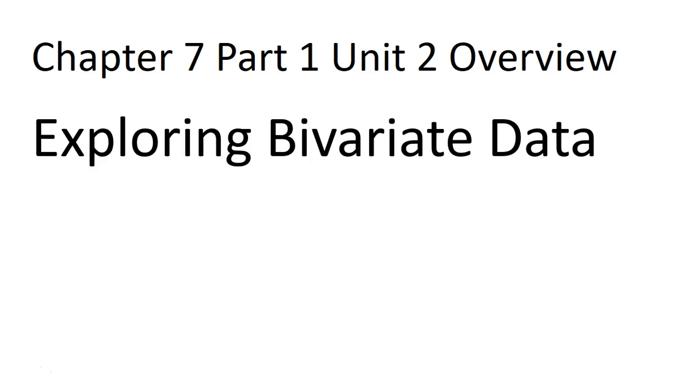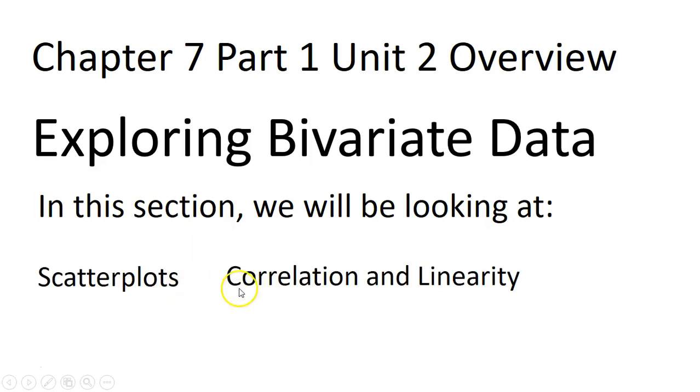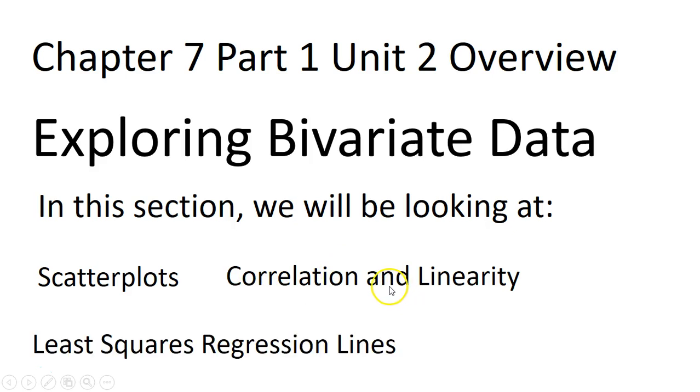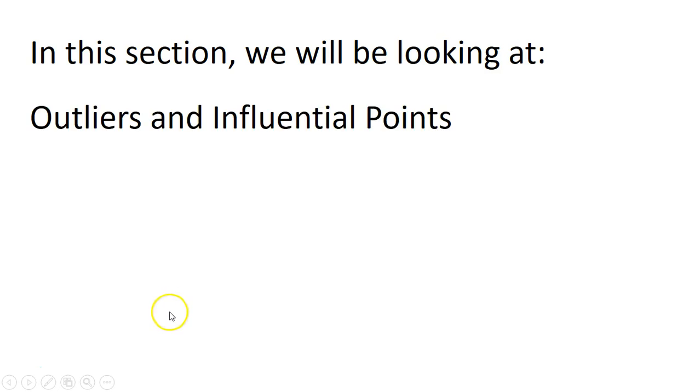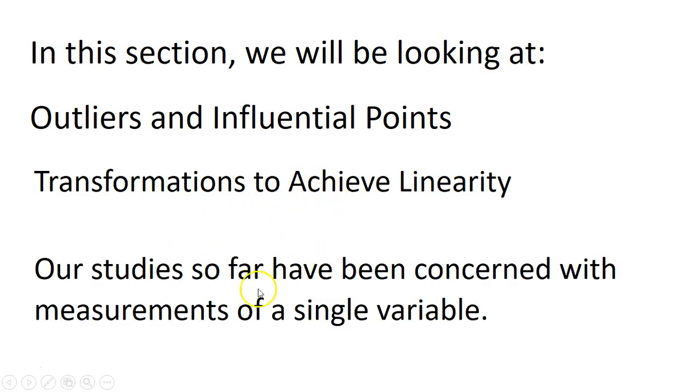But we are going to be doing something called exploring bivariate data. So in this section, in general, we are going to be looking at scatter plots, correlation and linearity, least squares regression lines, residual plots. All right, we're also going to be looking at outliers and influential points, transformations to achieve linearity.